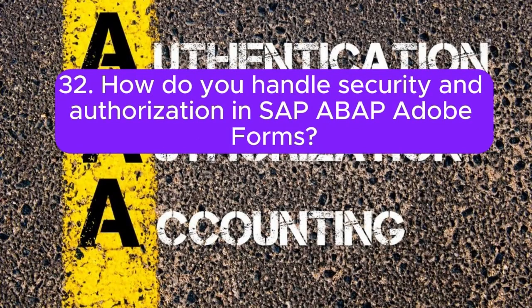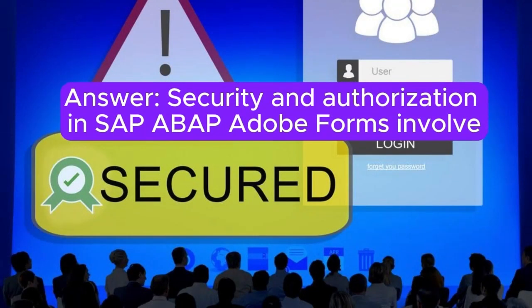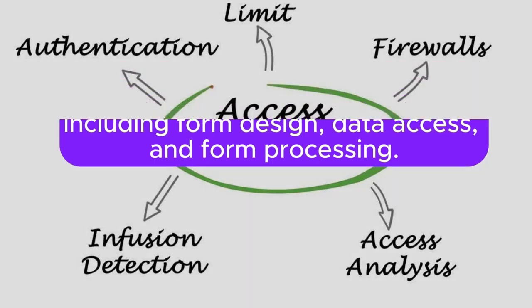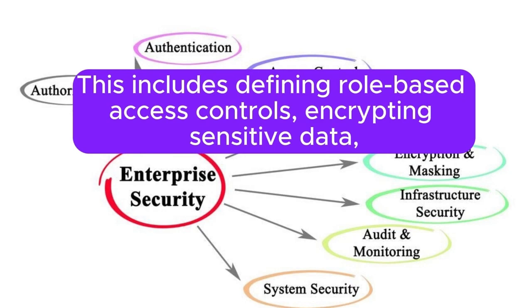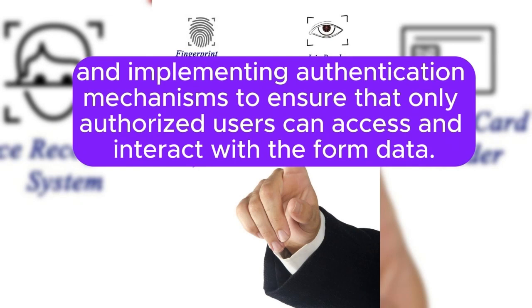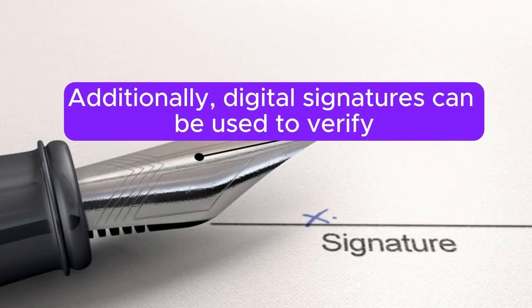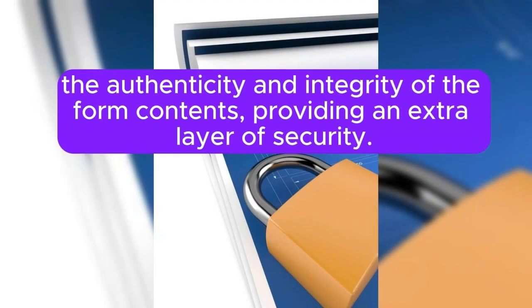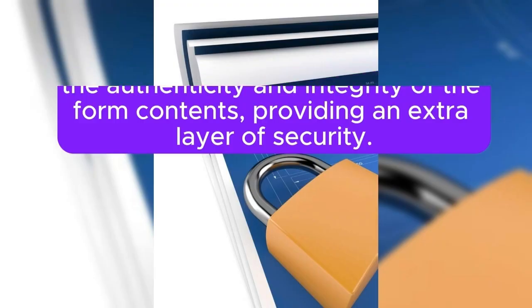32. How do you handle security and authorization in SAP ABAP Adobe Forms? Answer: security and authorization in SAP ABAP Adobe Forms involve implementing access controls and user permissions at various levels, including form design, data access, and form processing. This includes defining role-based access controls, encrypting sensitive data, and implementing authentication mechanisms to ensure that only authorized users can access and interact with the form data. Additionally, digital signatures can be used to verify the authenticity and integrity of the form contents, providing an extra layer of security. 33.